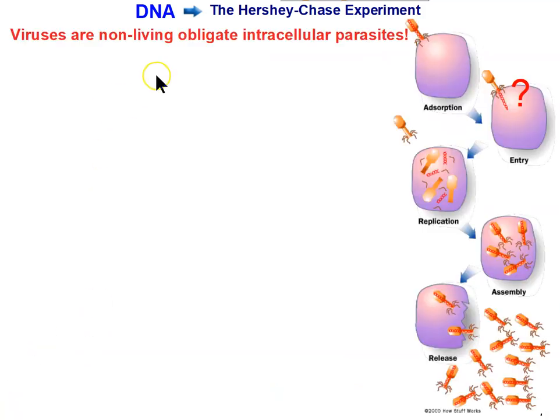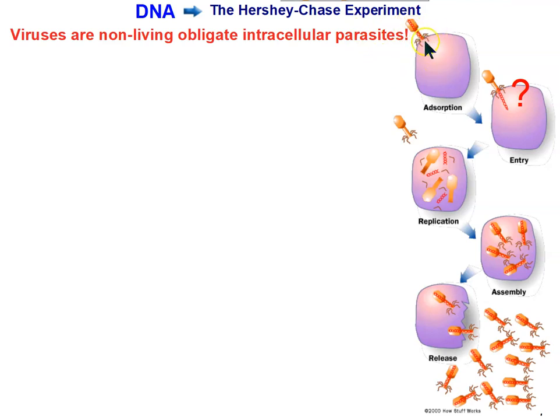Viruses are what we call obligate intracellular parasites. They're non-living, considered by most biologists to be non-living. Obligate means they have to. Intracellular means inside cells. And parasite, I think you know what that means. So they have to parasitize cells, and what they do is they get their genetic material into the cell.